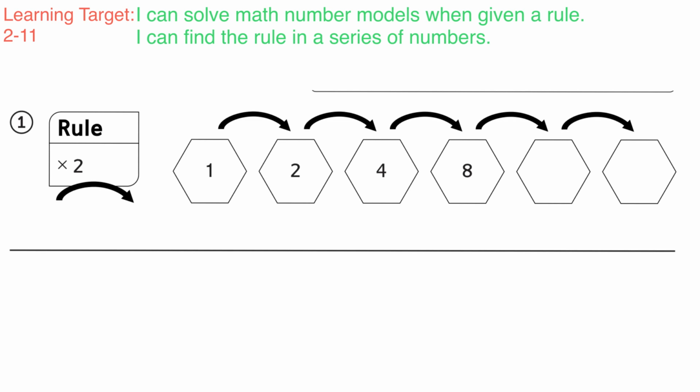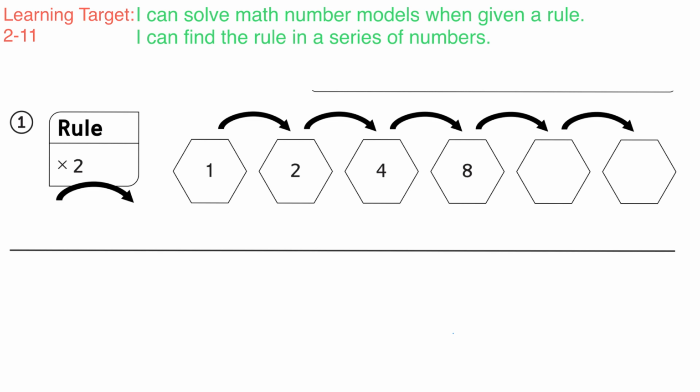As always, our first step is to review our learning targets for today. The first learning target: I can solve math number models when given a rule. And here is the rule for this first problem, times 2. We'll get into that in a little bit. Our second learning target is I can find the rule in a series of numbers. We're going to look at that for problem 4. But for right now, I want you to be looking and following along, answering these same questions with us. This is the separate sheet of paper that I gave you at the beginning of the lesson. So follow along with me as we answer.